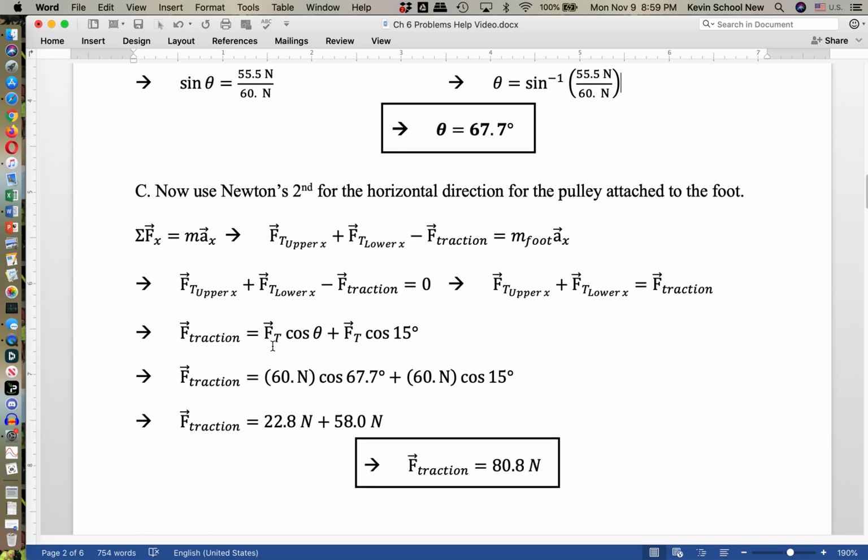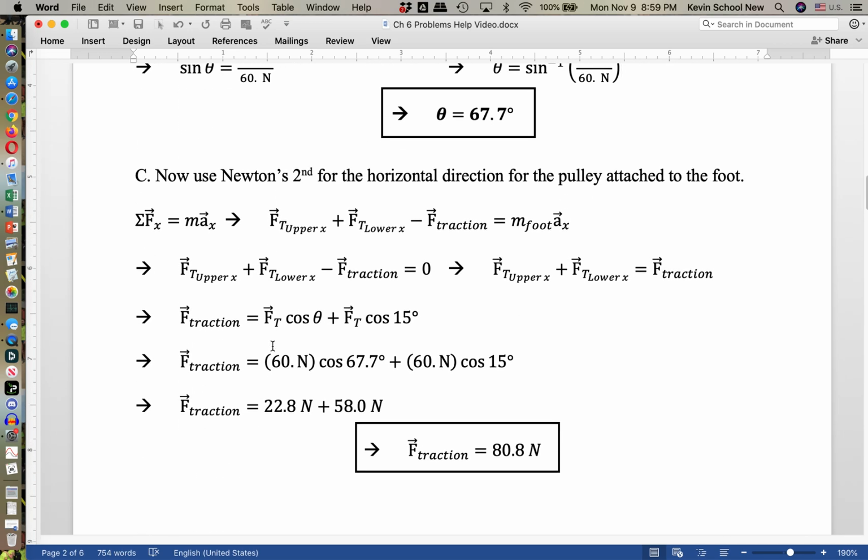So then we get to part C. Now it says use Newton's second law for the horizontal direction for the pulley attached to the foot. So we again do F equals ma from our force diagram. I've got 3 forces acting on the foot: the tension in the upper part in the x direction, and that's pulling to the right. And then I've got tension from the lower rope pulling to the right, also the x component, so those two get added together. And then the foot's pulling to the left, the traction force, so that's a minus, and that equals m times a of the foot in the x direction, and that's 0 because it's in equilibrium and not accelerating.